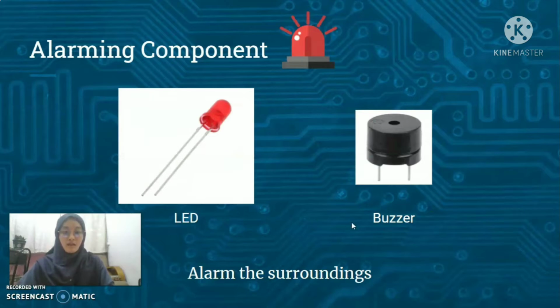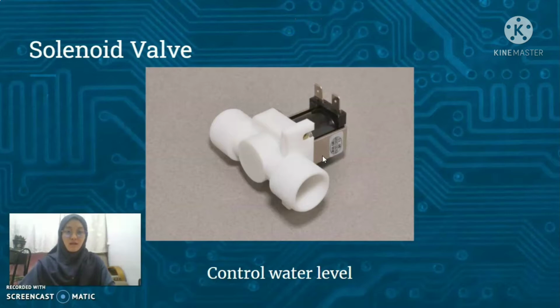This LED and buzzer are the alarming components. They will turn on when the situation becomes critical or dangerous, to tell people not to come near the dangerous place. And the solenoid valve is to control the water level. When the water level becomes too high, it will open the valve and let the water flow to another place so that the water level will be low again.